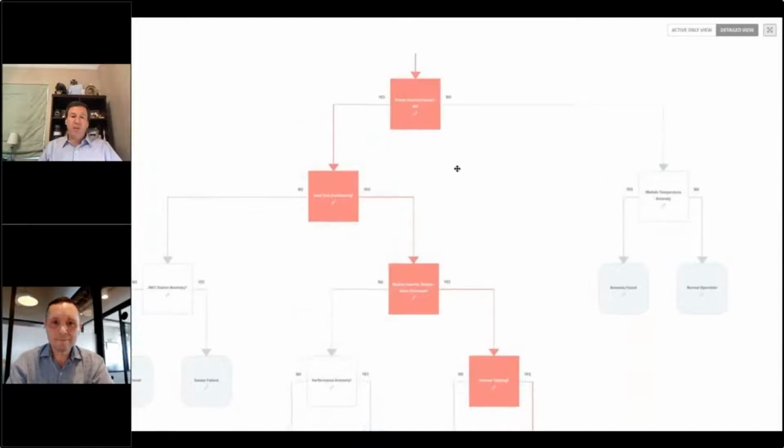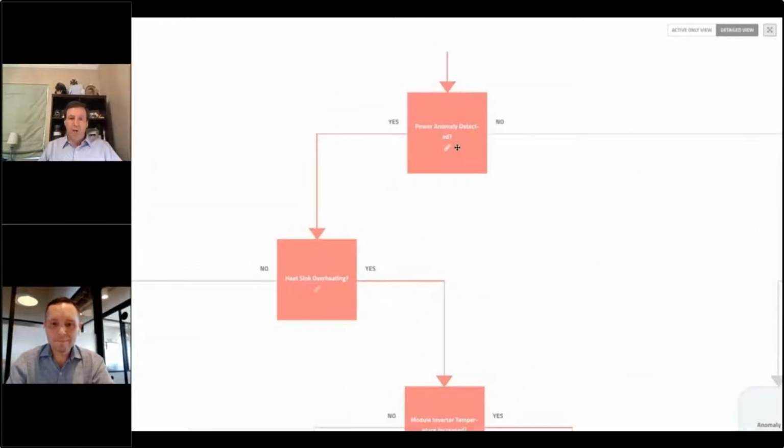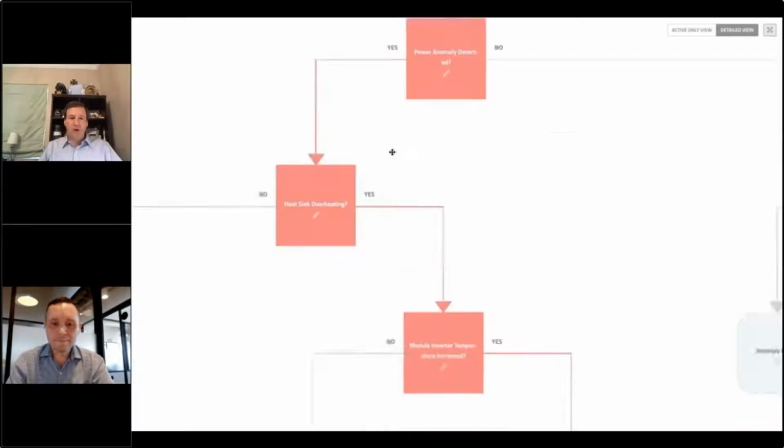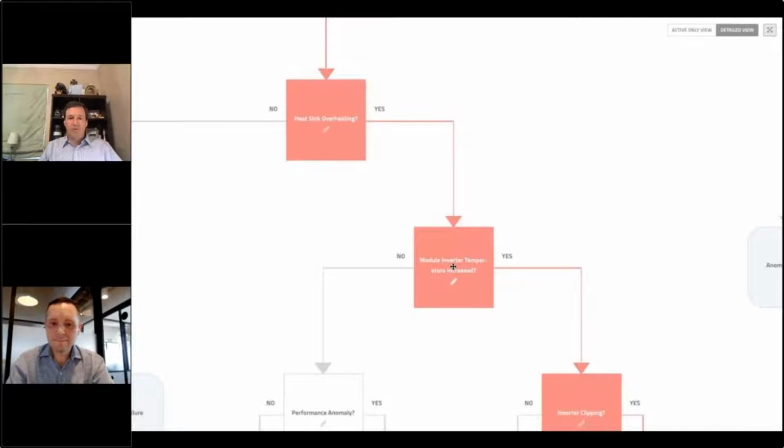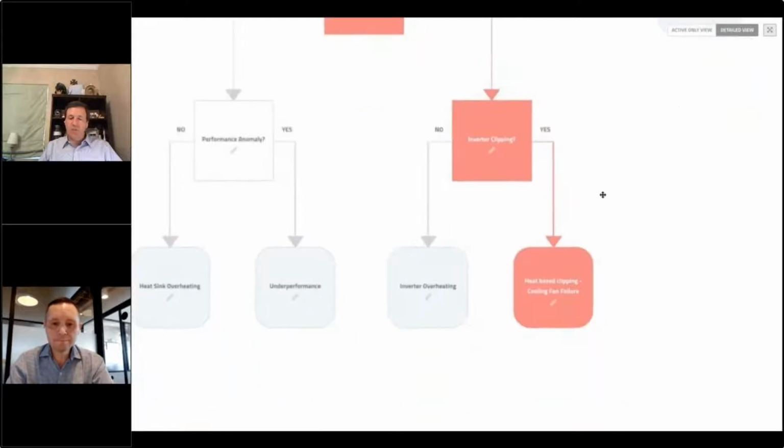In this case, we're checking a few different things here. We're looking for power anomalies in this box. We're looking to see temperature overheating in this box. We're looking for cabinet temperatures here. Checking for a pattern that recognizes inverter clipping, and coming to a box that's called heat-based clipping cooling fan failure.